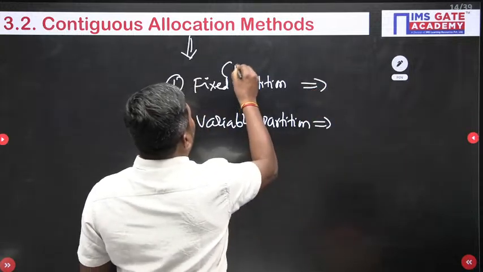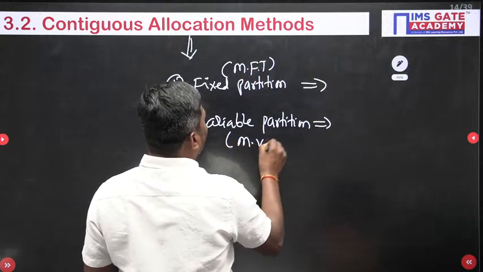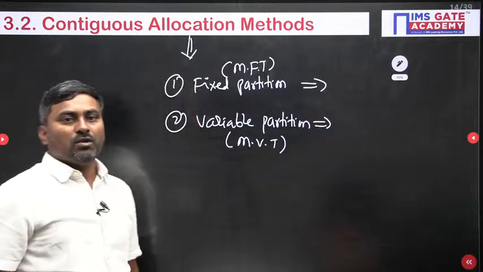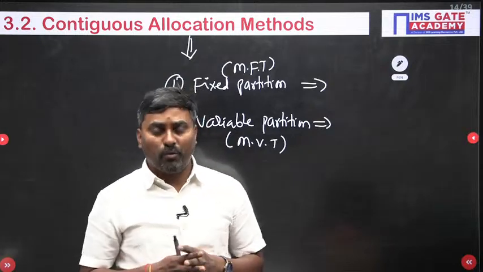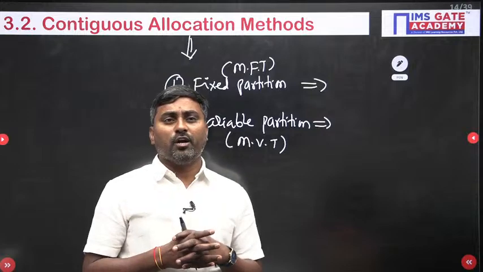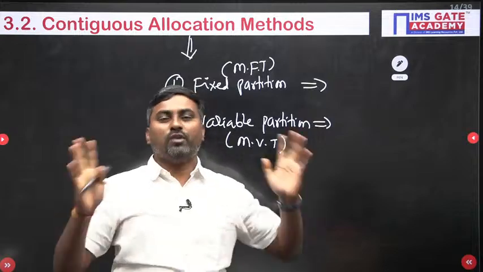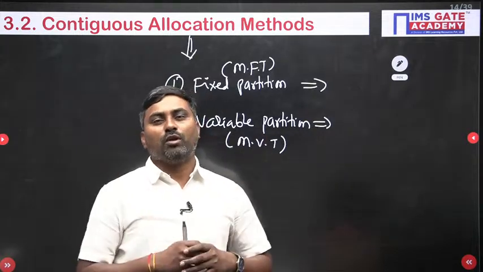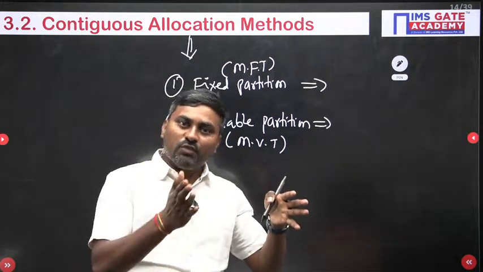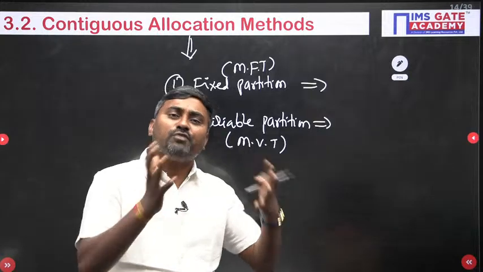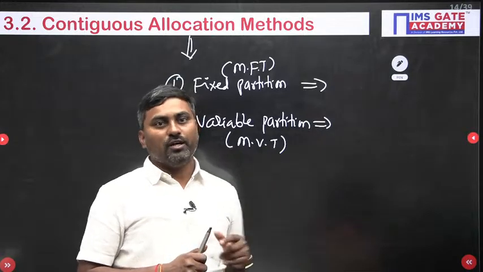Fixed is also called multi-programmed with a fixed number of tasks. Variable is called multi-programmed with a variable number of tasks. Under this mechanism, especially in a multi-programmed environment, the entire user area is further divided into multiple parts to accommodate more processes, to improve CPU utilization and increase the degree of multi-programming. In fixed partition, the user area is divided into equal or unequal sized fixed partitions. Fixed parts you might have studied also.